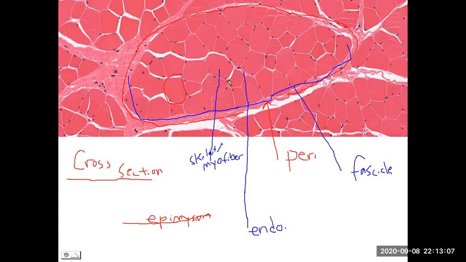The final trait, the nuclei, well, again, they just appear as these dark purple dots. And you notice how they're right near the border of the cell. So that peripheral location near the edge of the cell, the little purple dots representing the multiple nuclei.